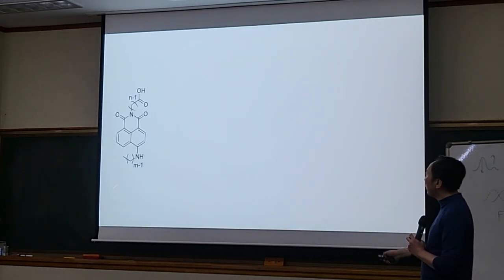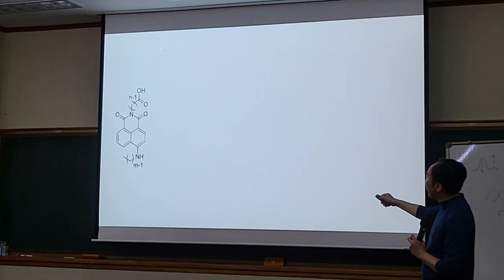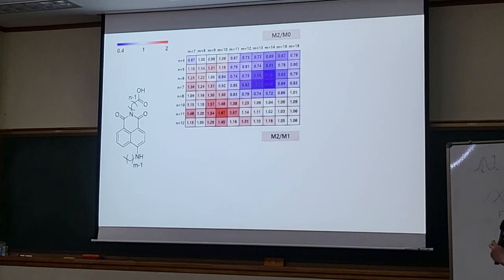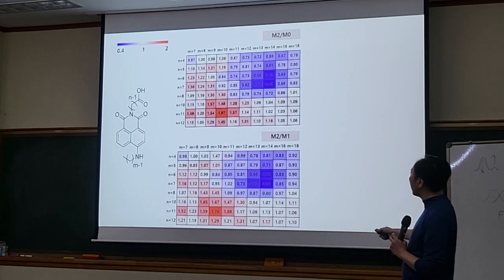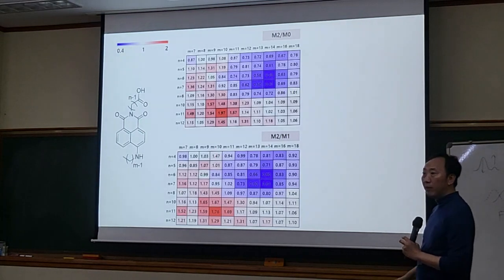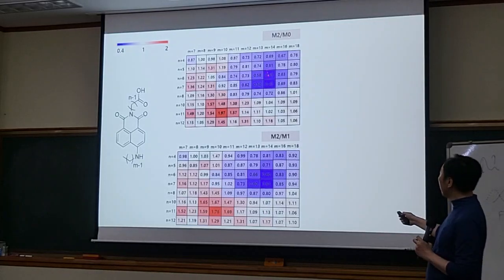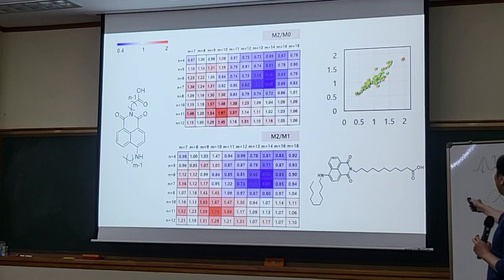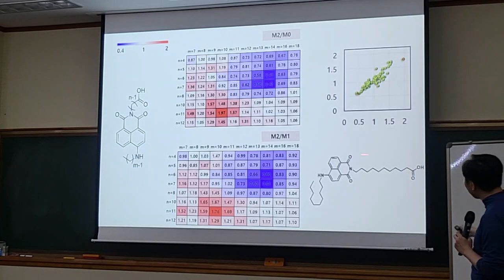So in this approach, we put the fluorescence molecule in the middle, with different sizes of head group and different sizes of tail group. Using this, we set up the screening, M2 over M0, M2 over M1, and compared the selectivity. Red color means M2 selective. Blue color means it's out. And among them, we found one compound standing out, which stains M2 selectively, with a structure like this.